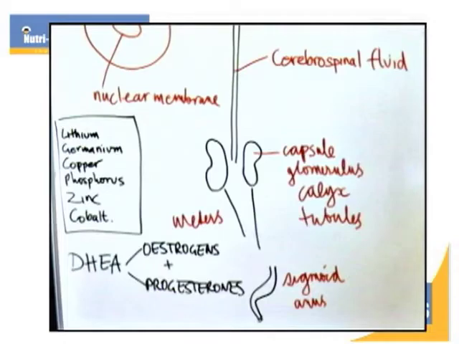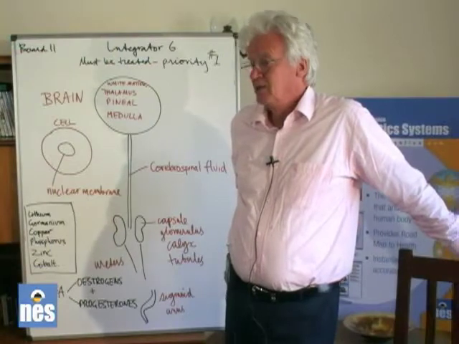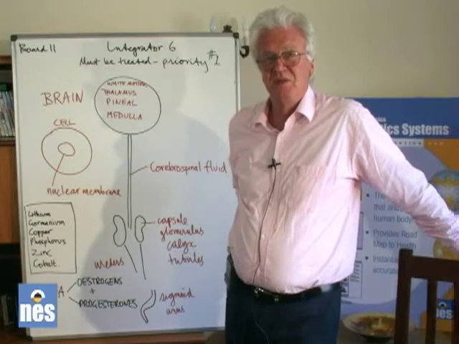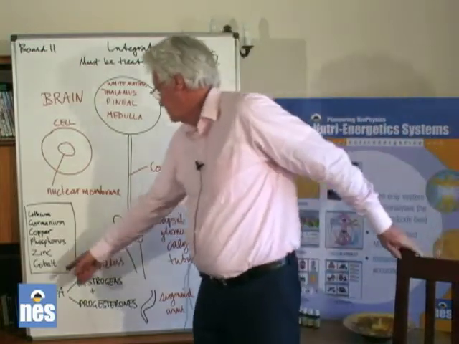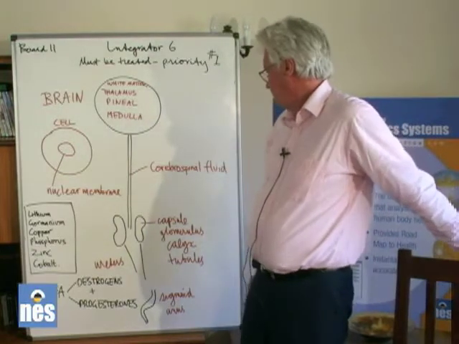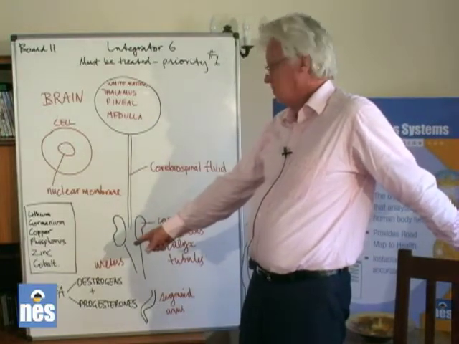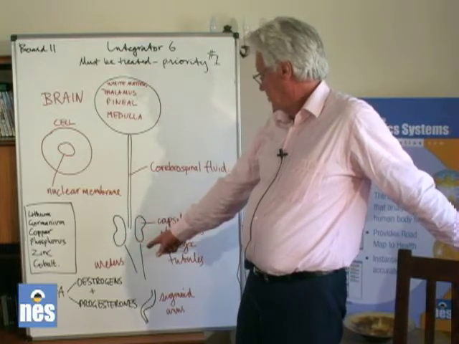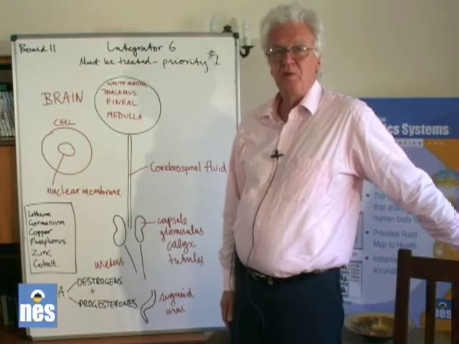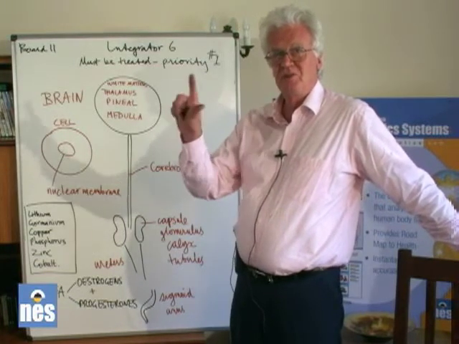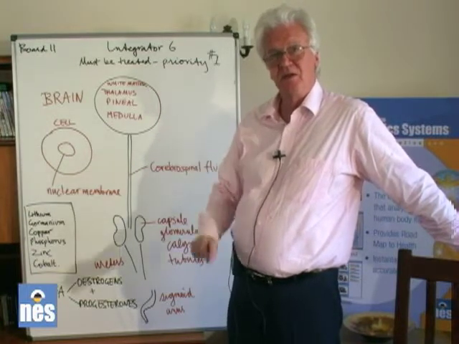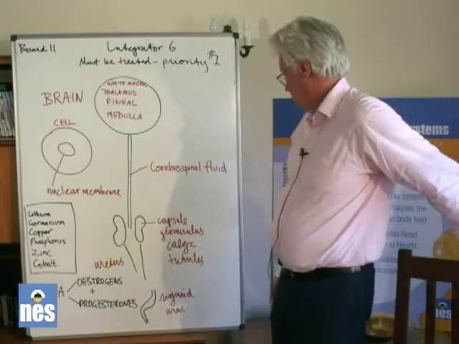Remember, too, we said that integrator 6 is one of the female type integrators. In other words, precursors of DHEA will fit in this energetically. DHEA is a very long word. It's the precursor of estrogens and progesterone. So for the female cycle, you've just got to remember 4, 6 and 10 together, and you can spot that as a diagnosis of difficulty with menstruation.